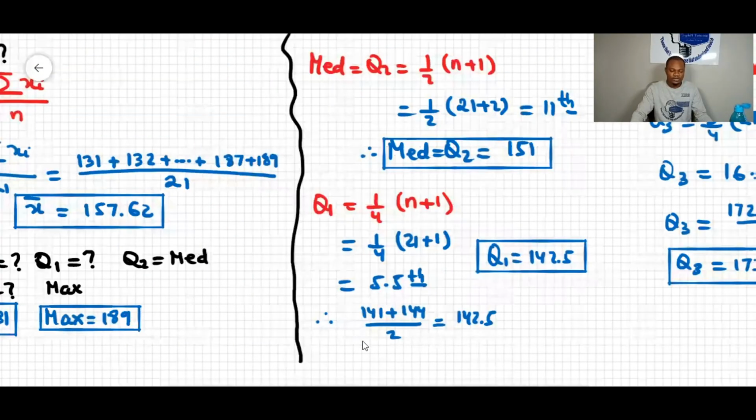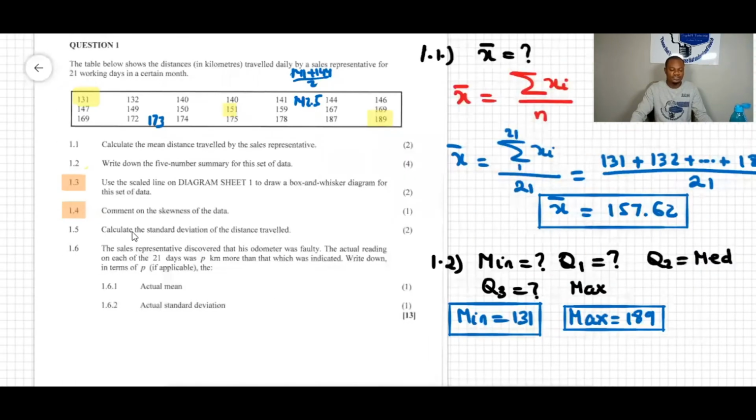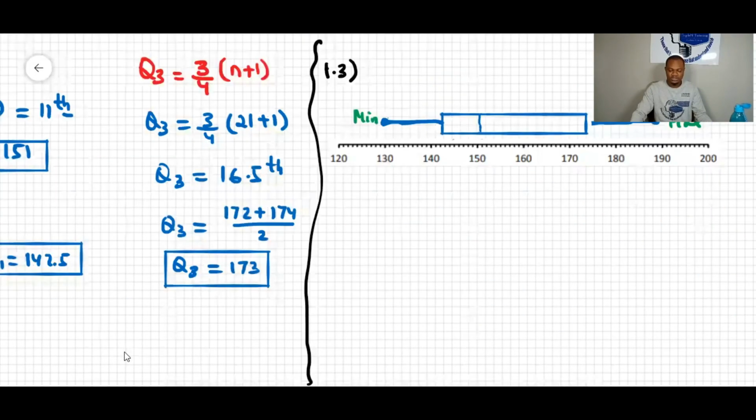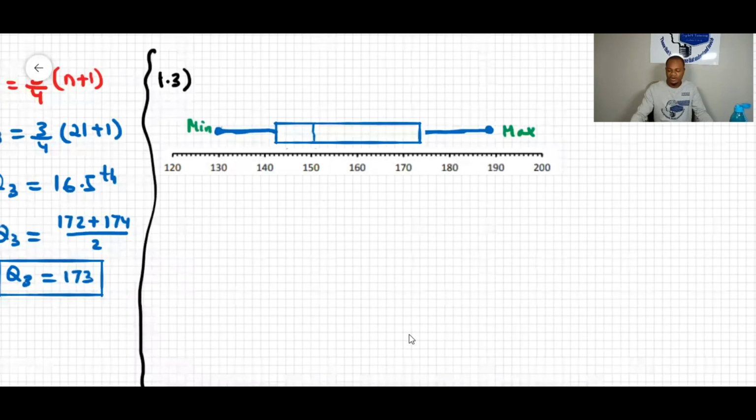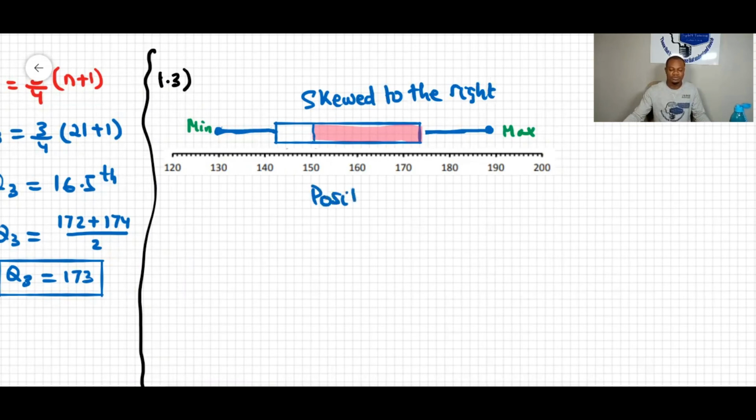Now we're going to look at the other question. Question 1.4 says comment on the skewness of the data. So now I'm going to look at the box whisker diagram, and we can notice that this data is skewed to the right. There are more data to the right. So I'm going to say here it's skewed to the right, or sometimes we say it's positively skewed.